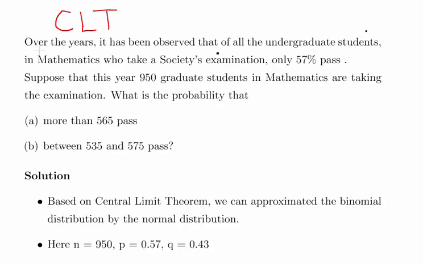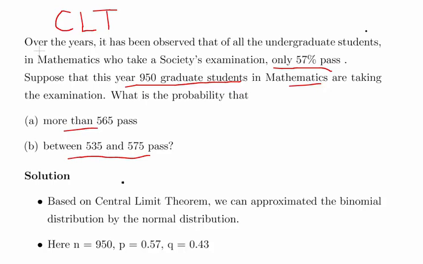Over the years, it's been observed that of all undergraduate students in mathematics who take a societies exam, only 57% pass. Suppose that this year, 950 graduate students in mathematics are taking the examination. What is the probability that more than 565 pass? That's the first question. And then between 535 and 575 passing.